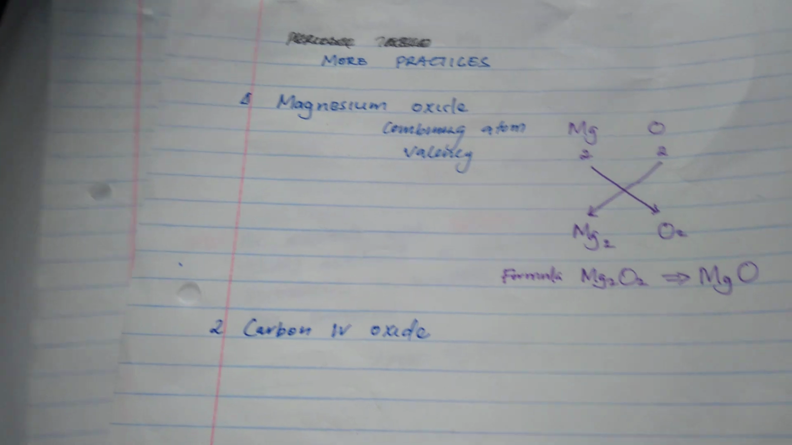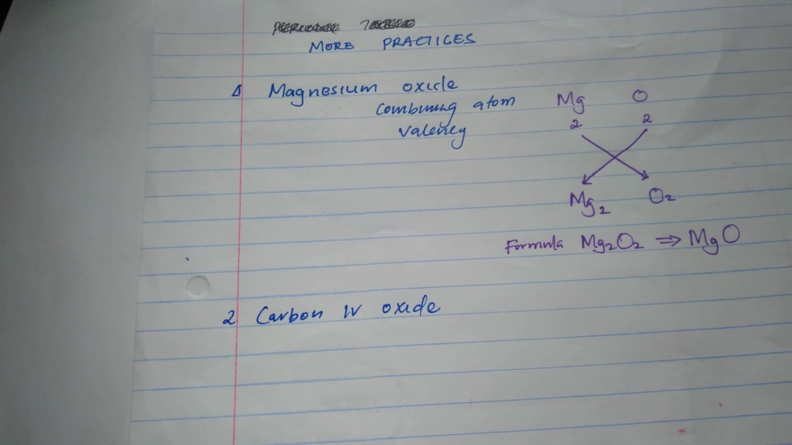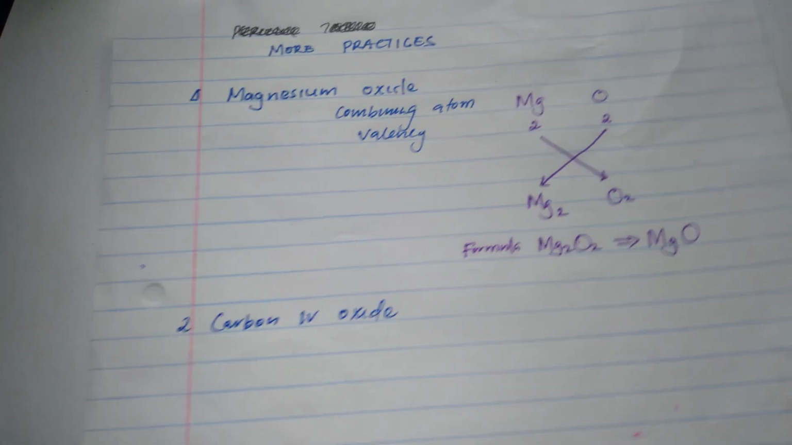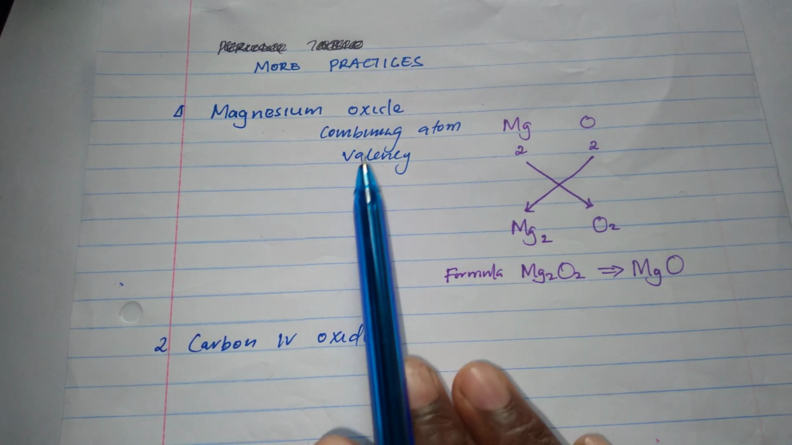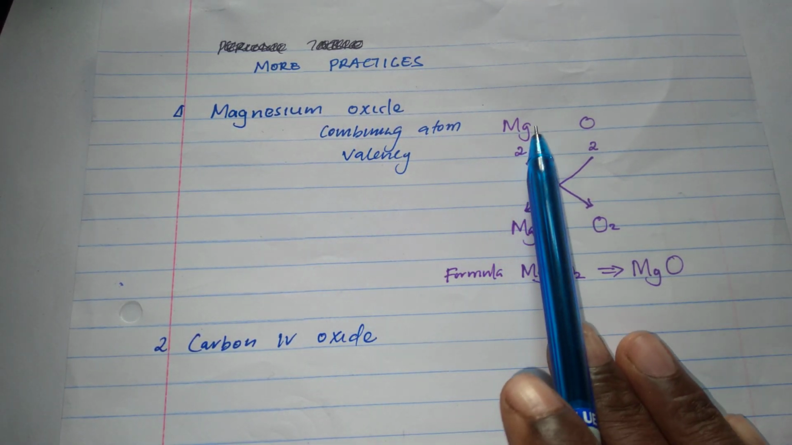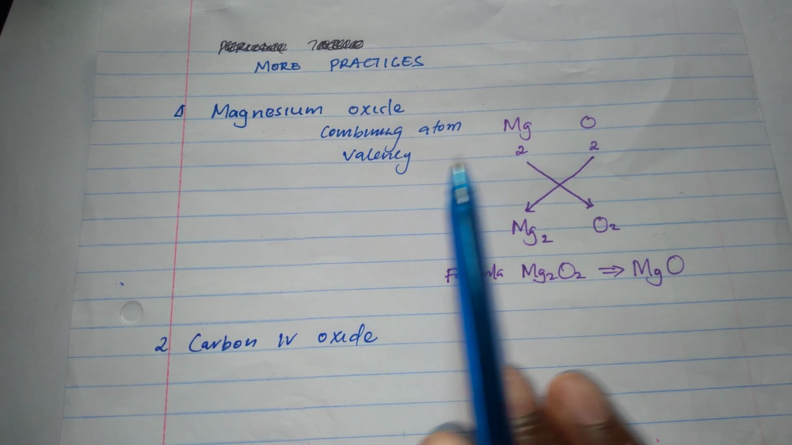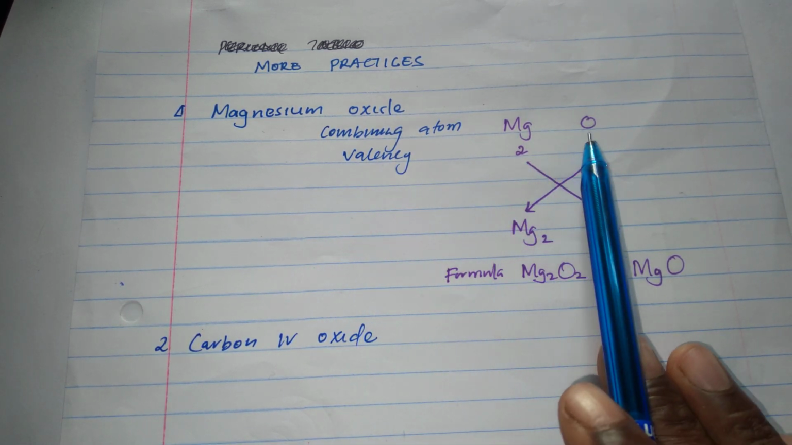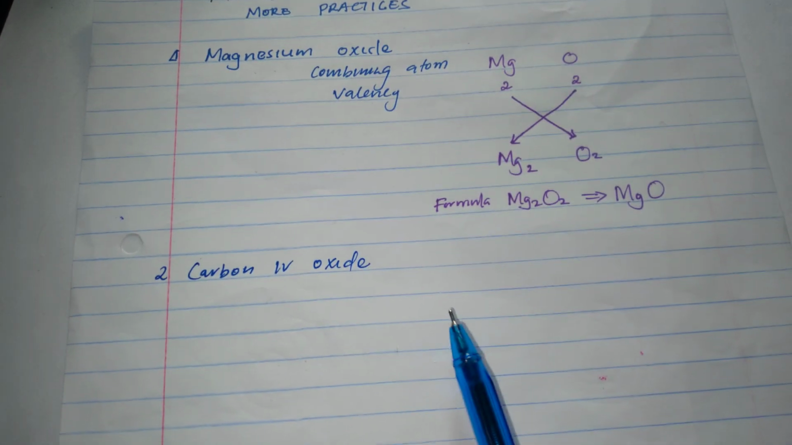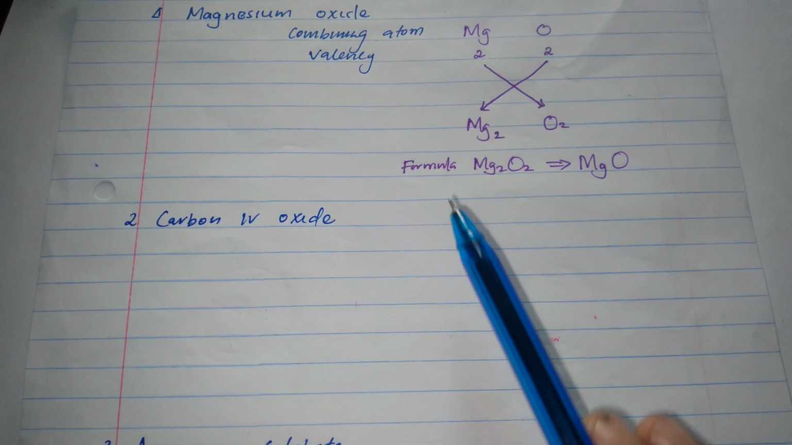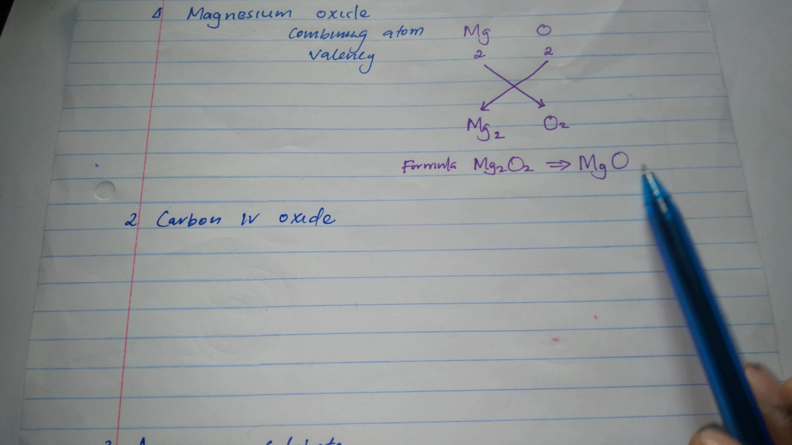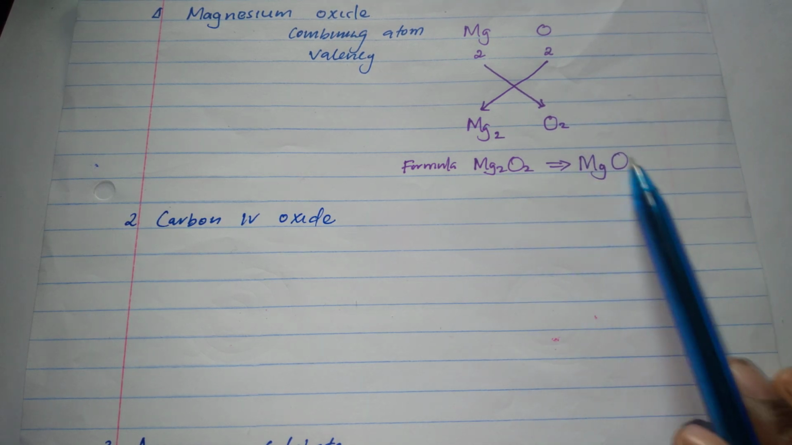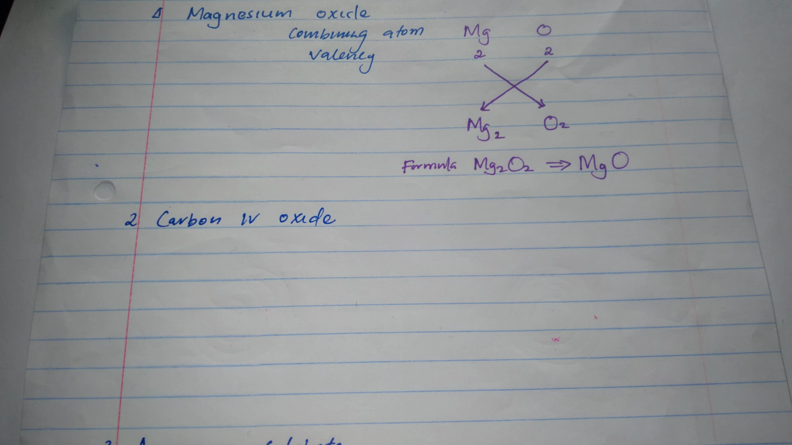Okay, so this one is now magnesium oxide. The combining atoms will be magnesium and oxygen, and the valency will be 2 for magnesium and 2 for oxygen. So we exchange the same, and therefore we have Mg2O2. The correct formula will be MgO, because the 2 and the 2 cancel.